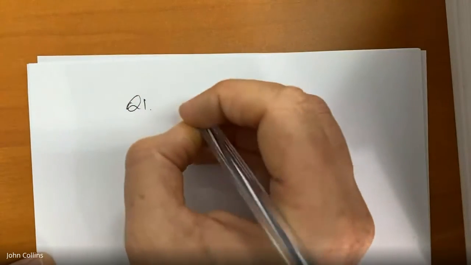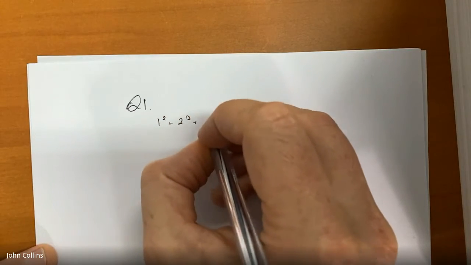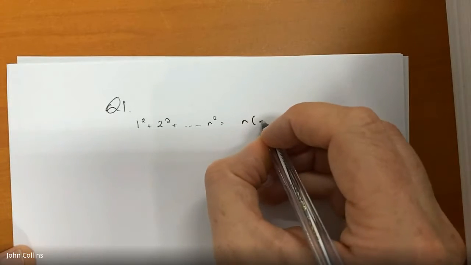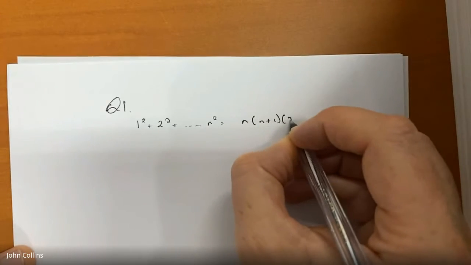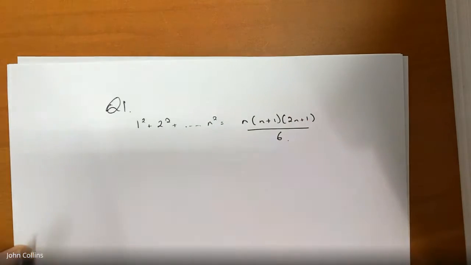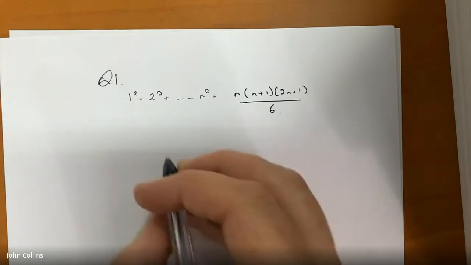Okay, so the first one was induction. We had to prove that 1 squared plus 2 squared all the way up to n squared equals this, for all positive integers n. All right, so does it work for the base case? Well, yes.